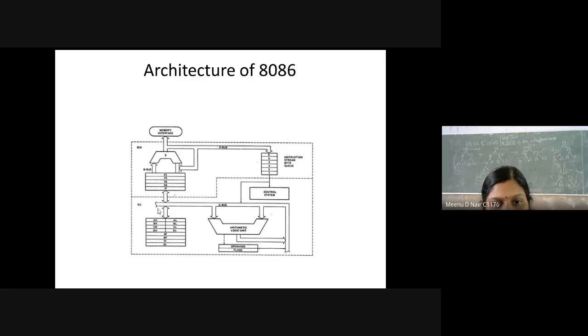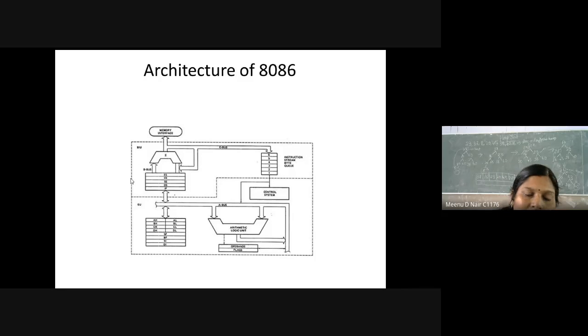This execution unit will tell the BIU from where it has to take the data, either from memory or from the input output devices. It will give instructions to the BIU, the bus interface unit, about where to take the data from. So the execution unit is the head, the brain.